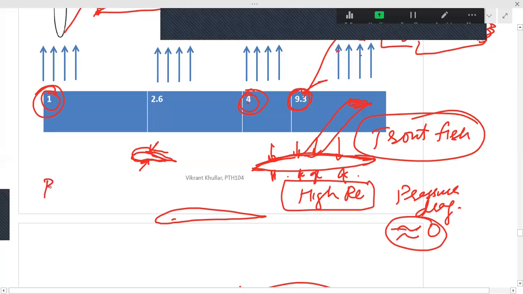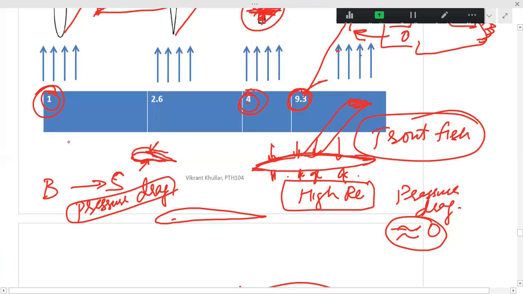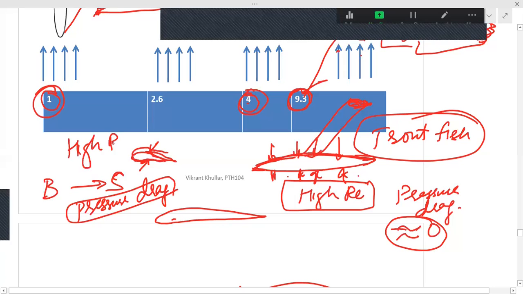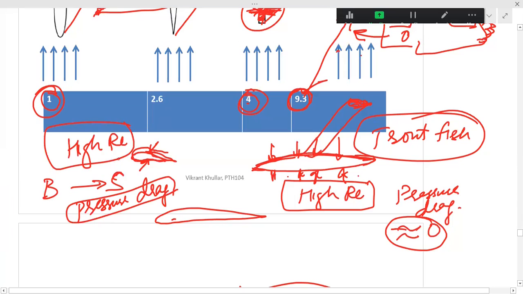So going from blunt body to streamlined body, we are essentially reducing the pressure drag. And why have I imposed the condition of high Reynolds number? Can you think about it? Why?